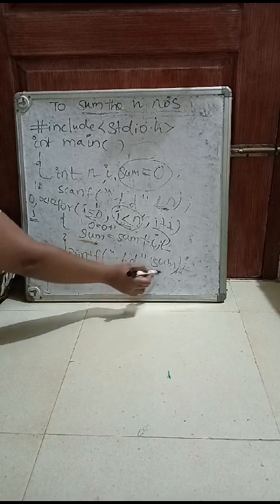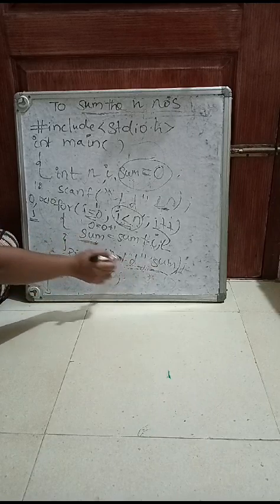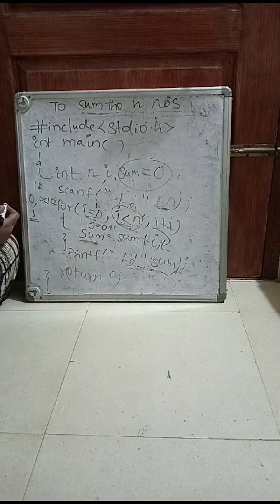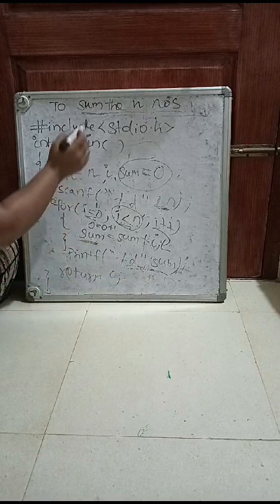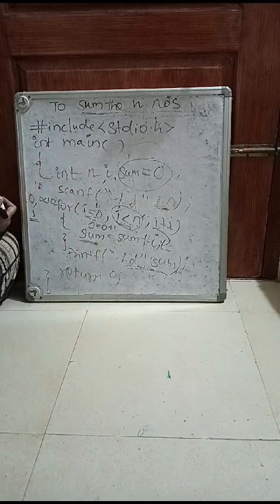So here I have printed the sum value. Okay. So this is how, using the for loop, we will find the sum of n numbers.